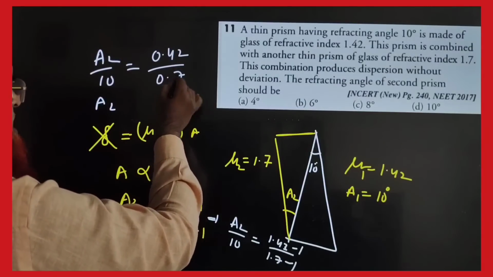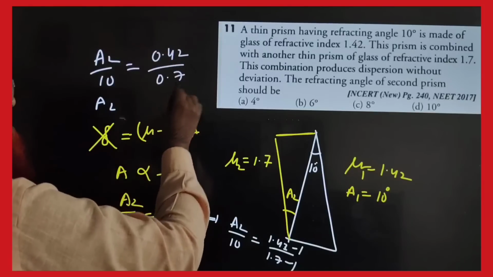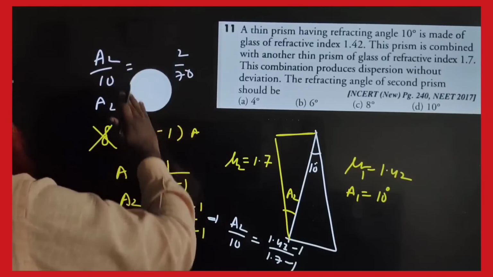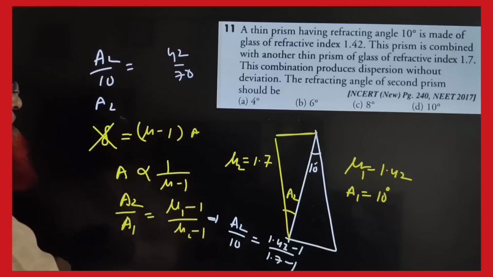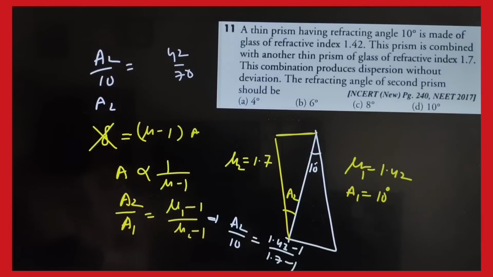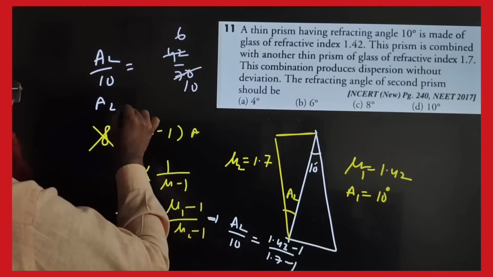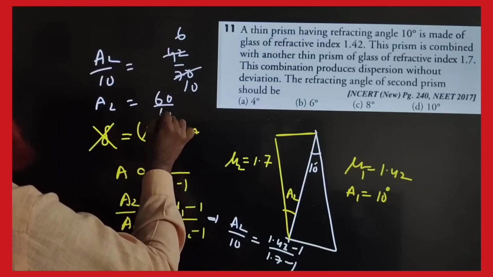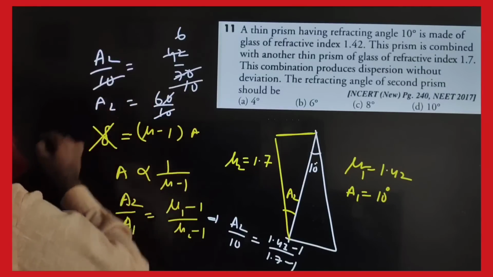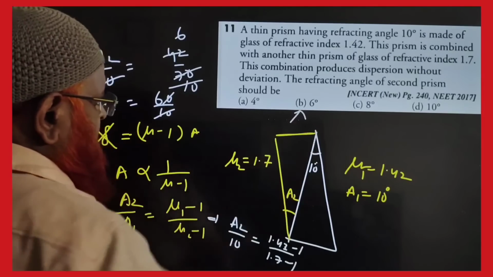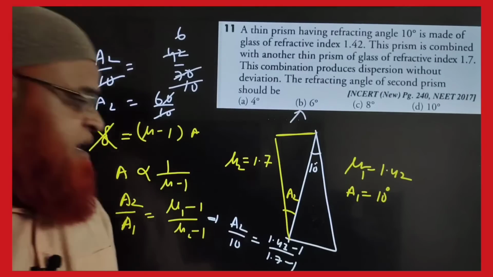So if you remove this decimal point, multiply with 10 on both sides. This is 70 and this is 42. So 7 tens are 70, 7 sixes are 42. A2 is equal to 60 by 10. 10 gets cancelled, so directly 6 comes. Answer is 6. Understood? So this is one application.